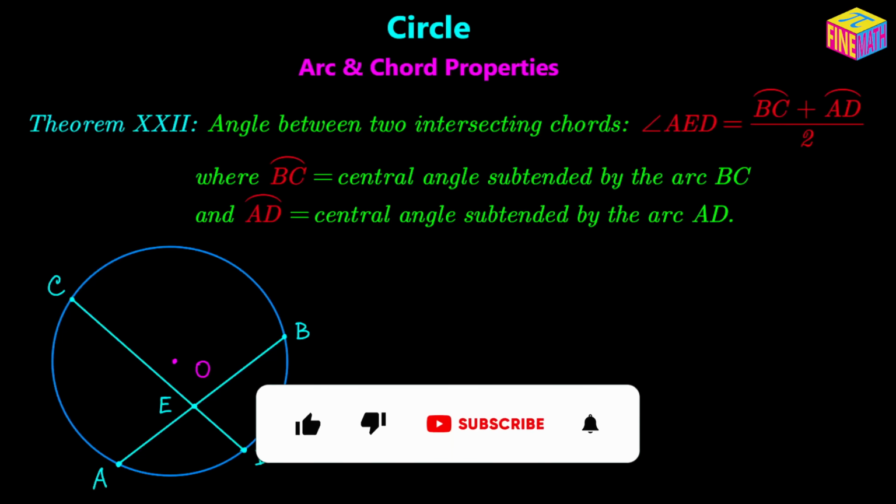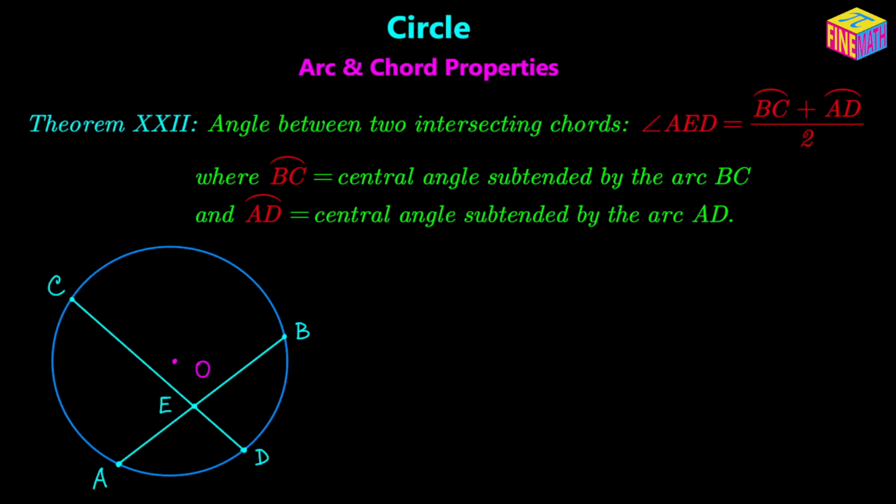Let's suppose you have a circle like this, as you see in the diagram, with center at the point O, and we have two chords there, chord AB and chord CD. They intersect each other at point E, and here we have to calculate the angle between them. For example, the angle AED will be equal to half of the sum of the central angle of arc BC and the central angle of arc AD. That's what we have to prove.